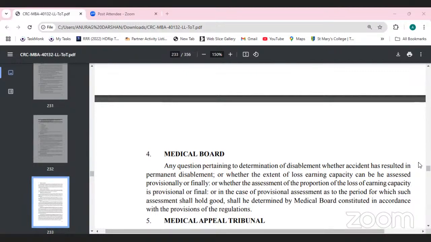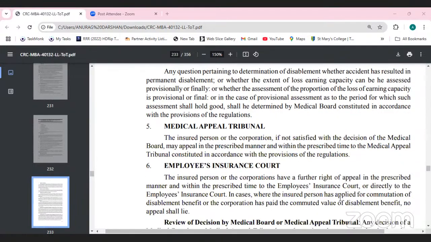Now, coming to the medical board, it decides any question pertaining to the determination of disablement, whether an accident has resulted in permanent disablement, or whether the extent of loss of earning capacity can be assessed provisionally or finally. And medical appeal tribunal: if the insured person or the corporation is not satisfied with the decision of the medical board, they might appeal to the medical appeal tribunal in the prescribed time with the prescribed provisions.